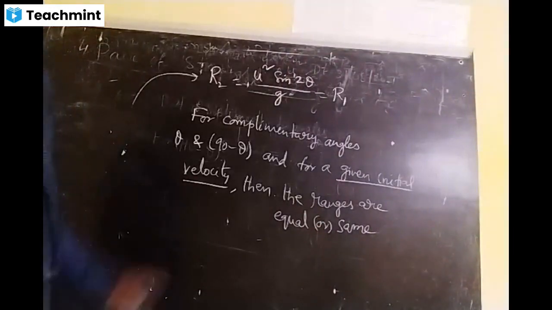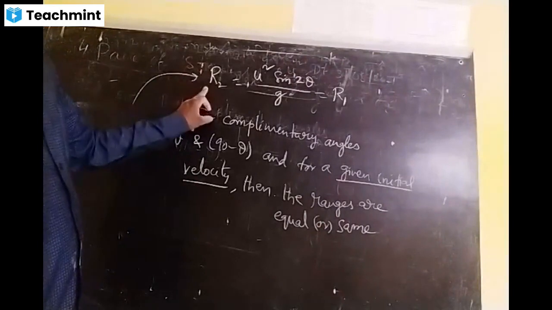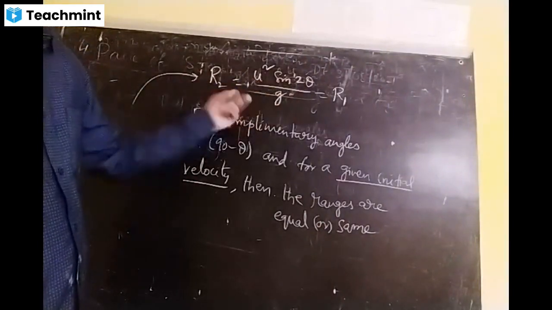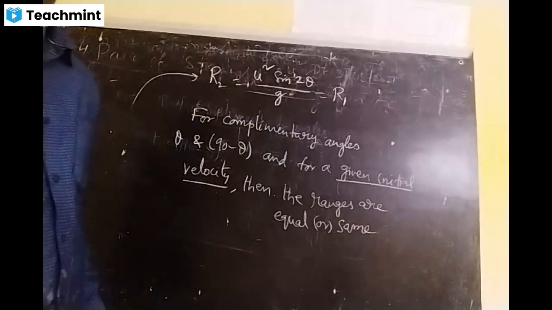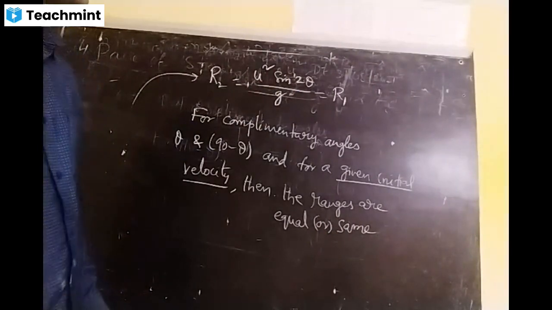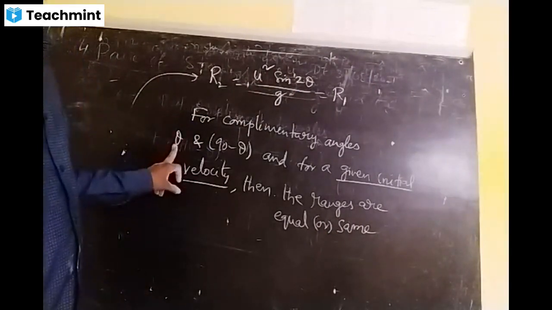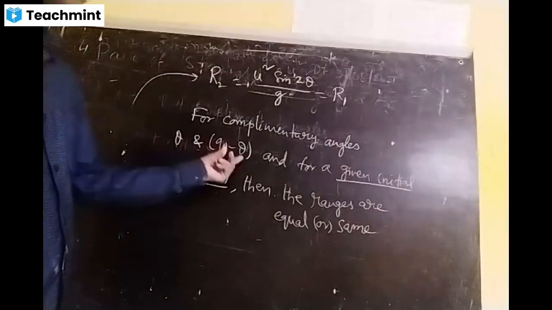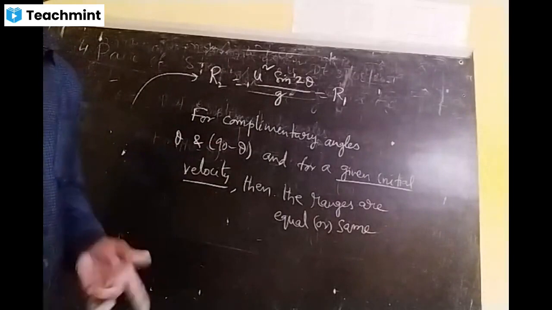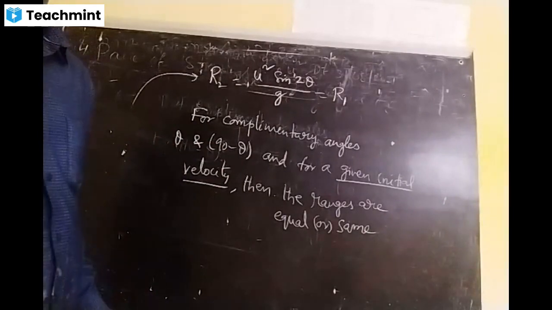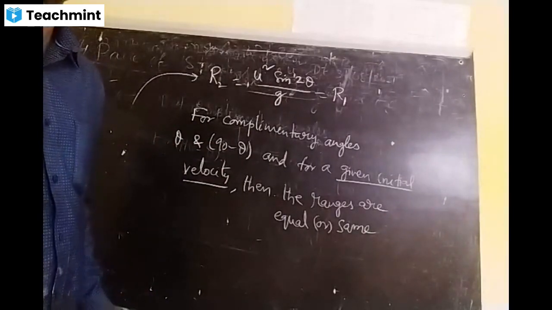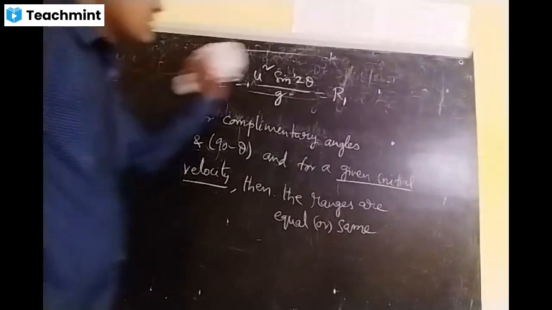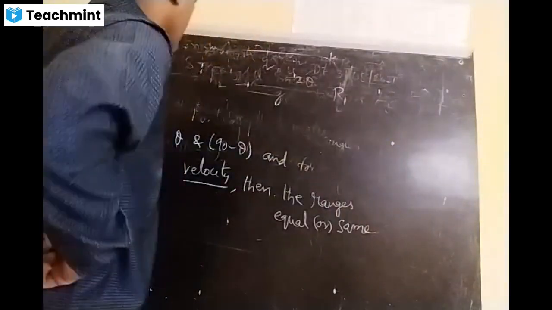Important. And here I have shown you R2 is equal to u square sine 2 theta by g. Again, you are getting this when you take the complementary angle 90 minus theta. So for theta, the range R1 is equal to u square sine 2 theta by g. And for the other angle 90 minus theta also, I got the range as u square sine 2 theta by g. Right? So this is very, very important.